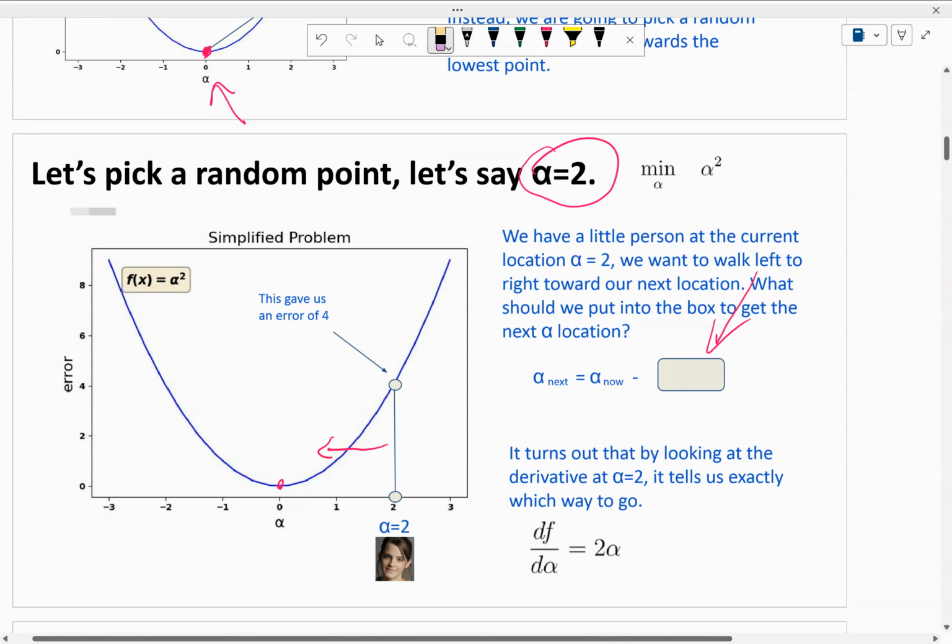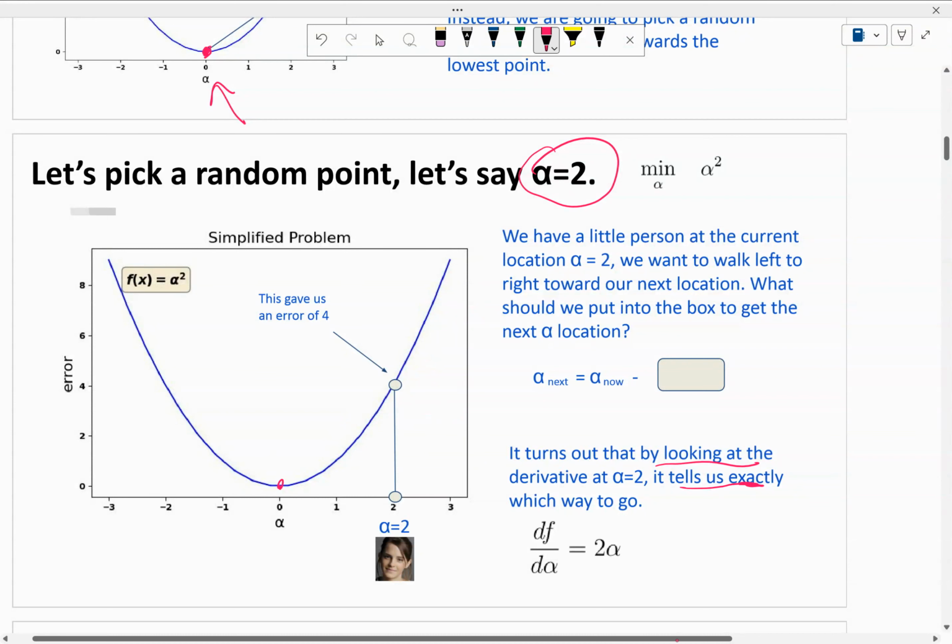Obviously, by looking at this, we want to subtract 2, and you would jump here. But we don't know it's 2. It turns out that if we just look at the derivative, it tells us exactly which way to go. Remember what I told you: the derivative says that as x increases, this is going to increase, which also means that as x decreases, it's going to go down.